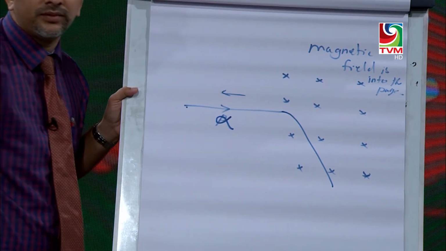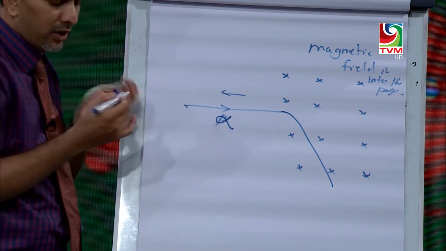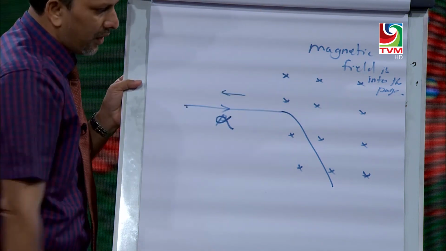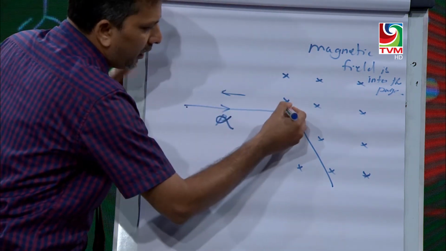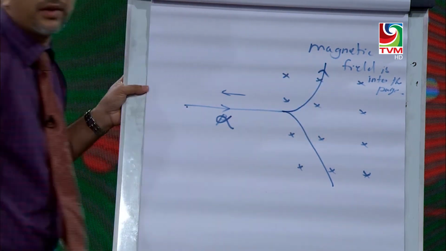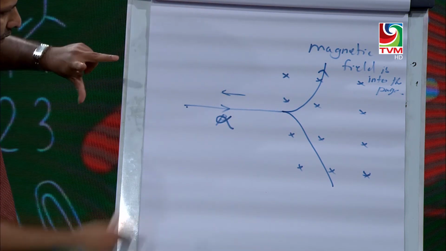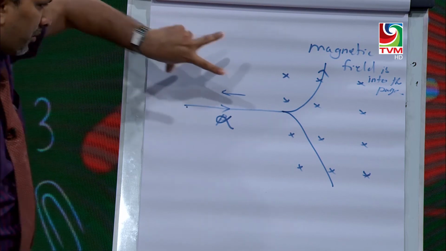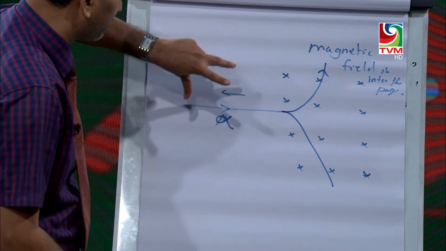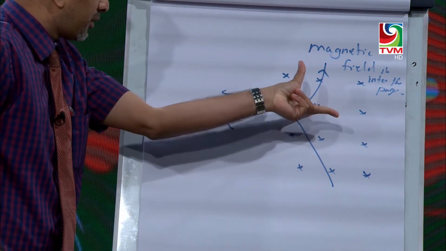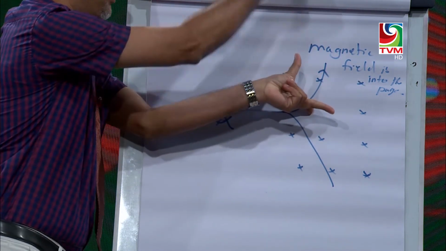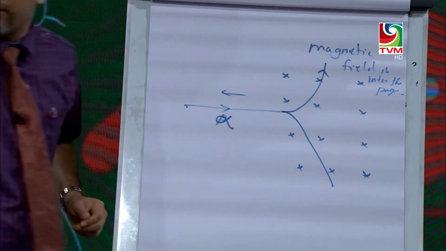Then, for example, if it is an alpha source, alpha is the same as conventional current direction. So the current will be this way. The magnetic field is into the page, the current is in this direction, and the force is in this direction, so it will go up. So in all instances, alpha and beta will always deflect in opposite directions.